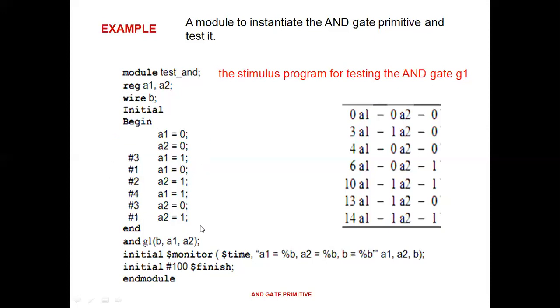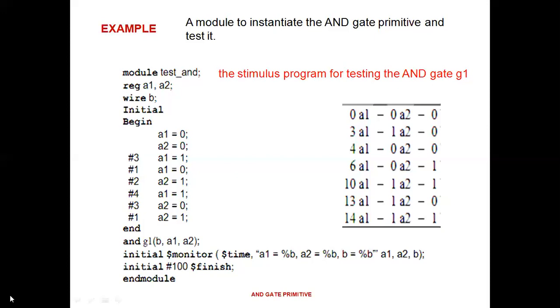Now let us see what these are. In all these we have mentioned A1 and A2. What are A1 and A2? These are nothing but the inputs for the two input AND gate. That means here we are giving different possible combinations for the inputs A1 and A2, to check the functionality of the AND gate, whether it is giving proper output or not.